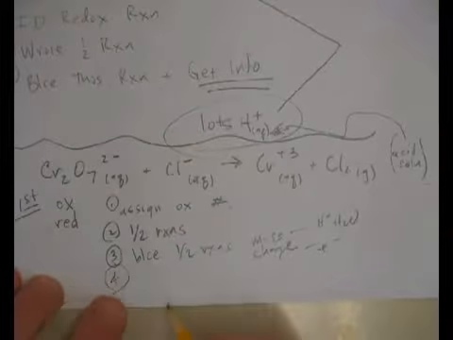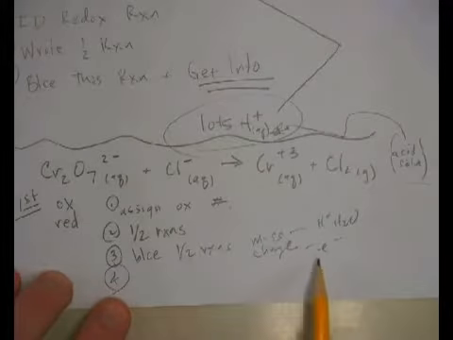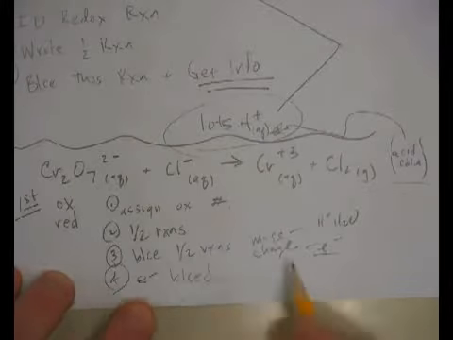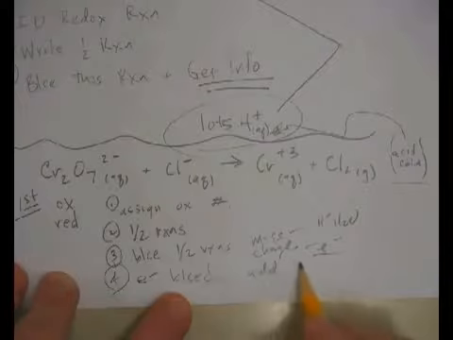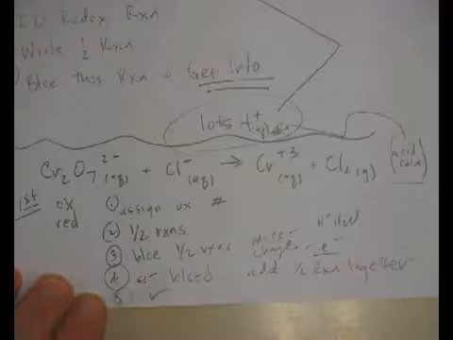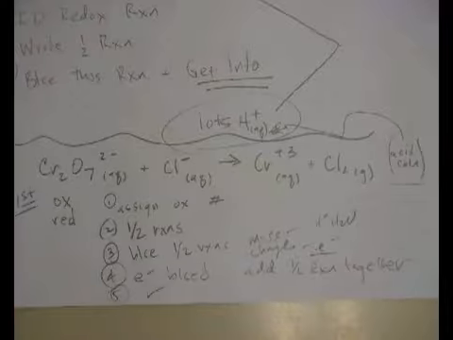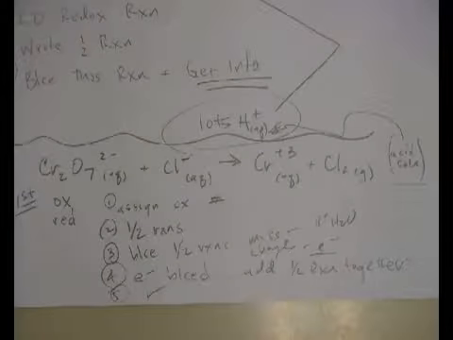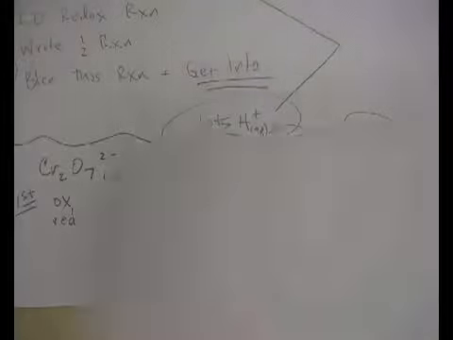And then number 4, we want to make sure that we've got the electrons balanced in both the half reactions and add the half reactions together. And then step number 5 is to check it. Check to make sure that it's balanced for charge. Check to make sure that it's balanced for mass as well.